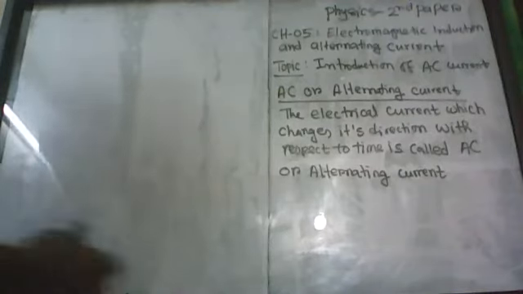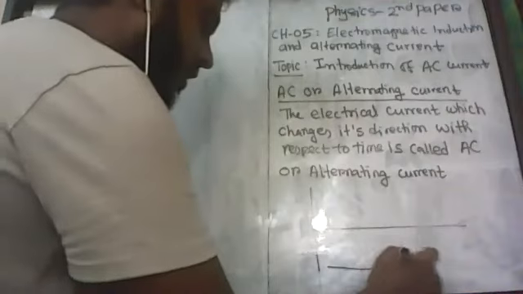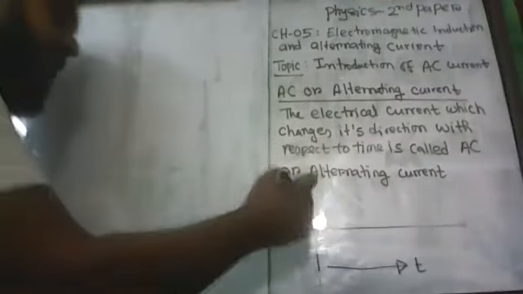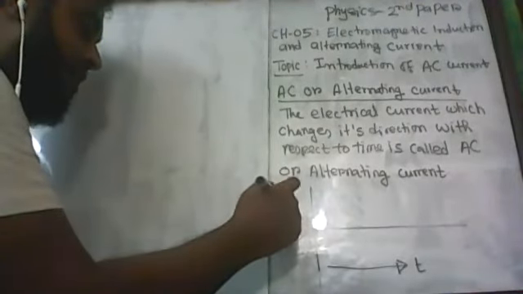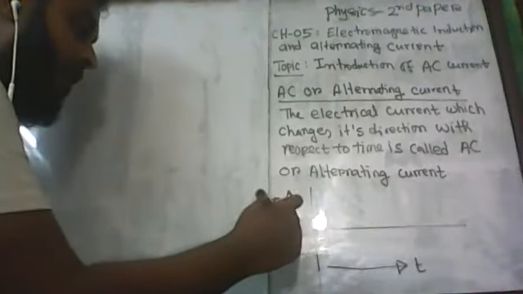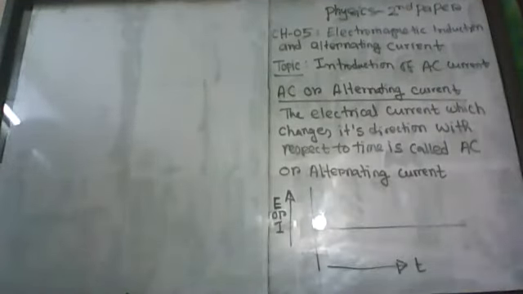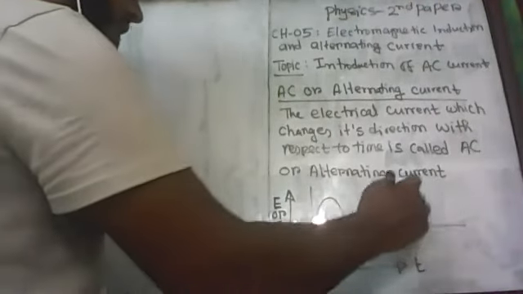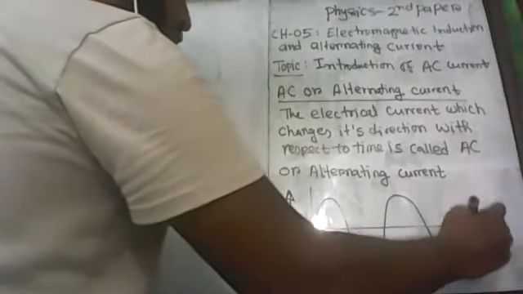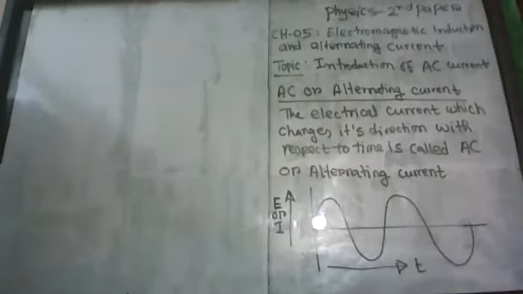You see the graphical presentation of AC current here. Along this direction, change of time takes place, and along this direction, the AC electric voltage, electromotive force, or AC current takes place. The graphical presentation of this AC current is just like this. So this is the graphical presentation, or movement, of AC current.